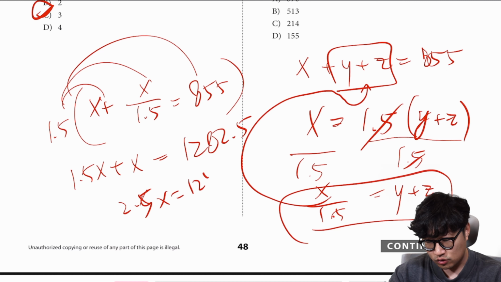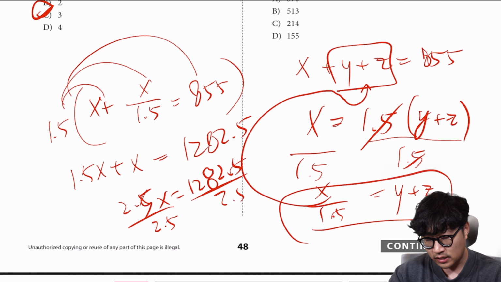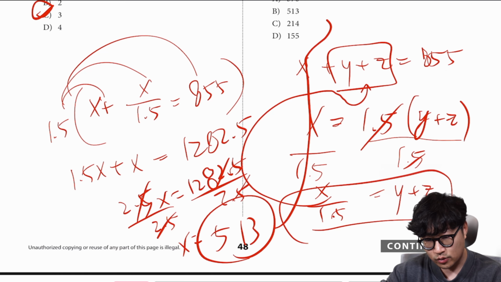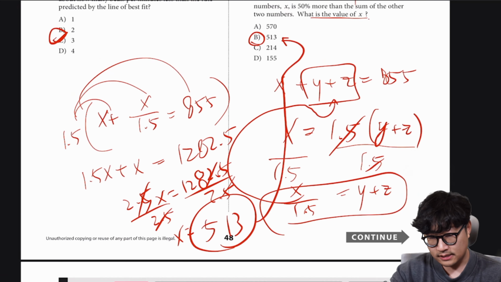So 2.5x is equal to 1282.5. Go ahead and divide by 2.5 on both sides. When you do that, you get x is equal to 1282.5 divided by 2.5, and you're going to get 513 to be exact, which is answer choice B. That's how you solve that.